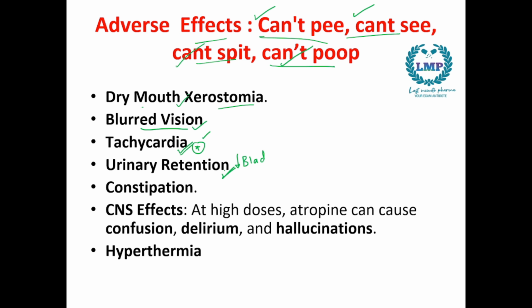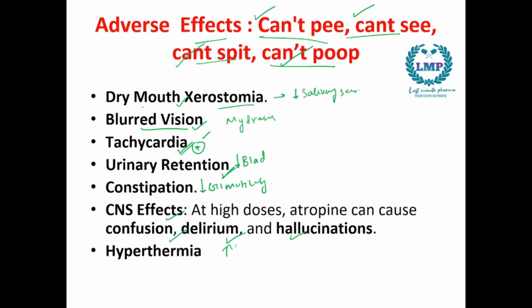Now, as I'm going to decrease the bladder activity, this can cause urinary retention. Even the GI motility is decreased, so this can cause constipation. Here is your mydriasis. Then dry mouth, which is because of decreased salivary secretion. Then I told you a CNS effect: at higher doses atropine can cause confusion, delirium, hallucination.